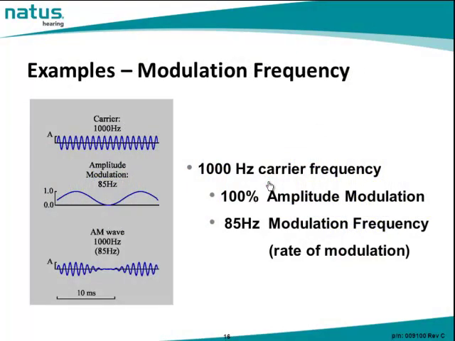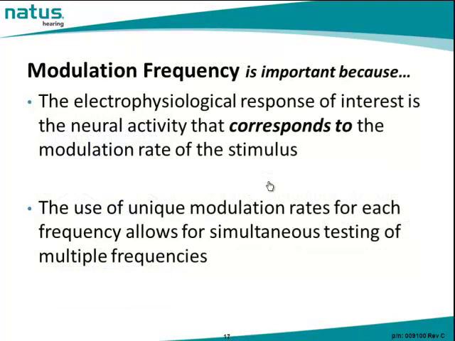This is an example of modulation frequency, a 1000 Hertz carrier frequency with 100% amplitude modulation. The rate of modulation, or the modulation frequency, is 85 Hertz. This carrier frequency is turned on and off 85 times per second. The modulation frequency is important because the electrophysiologic response of interest, the ASSR response, is the neural activity that corresponds to the modulation rate of the stimulus.